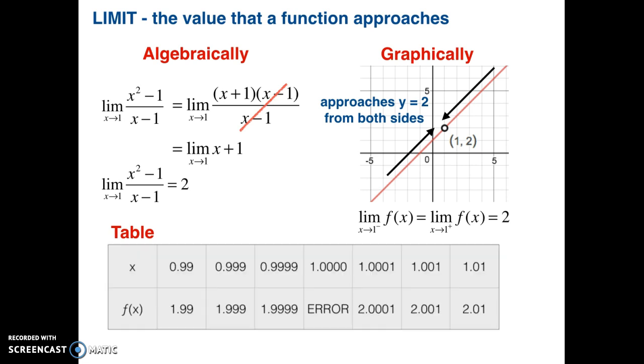Finally, I can use a table. I set up a table of values that includes x equals 1 and numbers slightly higher than x equals 1 and slightly lower than x equals 1. Even though I get an error when I plug in the value of x equals 1 into the original function, I notice that the numbers to the left, slightly less than 1, are approaching 2, and the numbers slightly greater than 1 are also approaching 2. So therefore, the limit exists, and the limit is equal to 2.